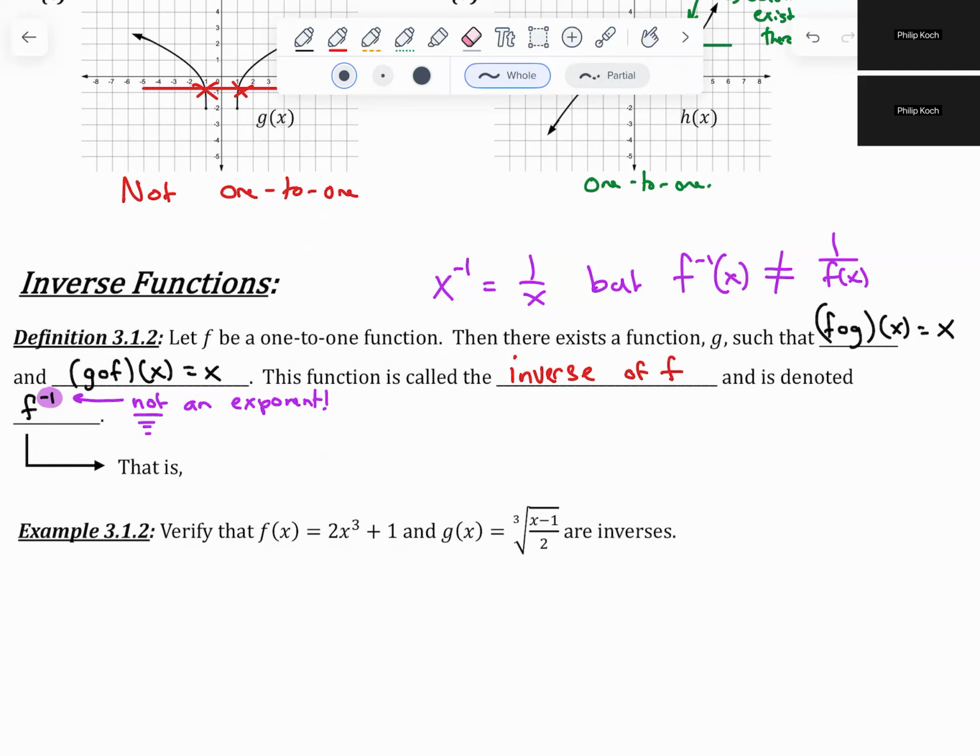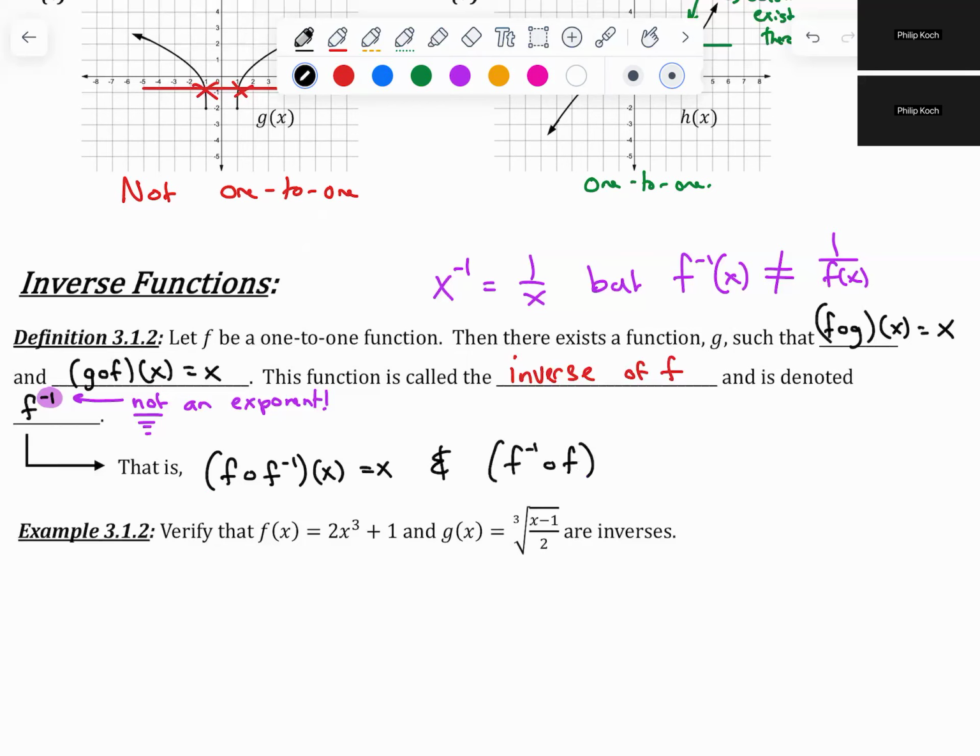But anyways, it's denoted f raised to the -1. That is not an exponent. It just means that's the inverse. So writing it in the proper format, when you take f composed of f inverse of x, you get x. And when you do f inverse composed of f of x, you get x.